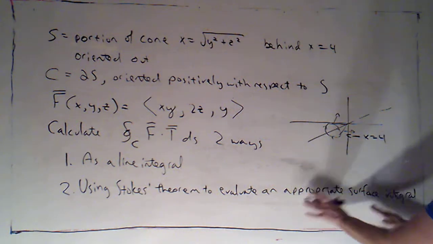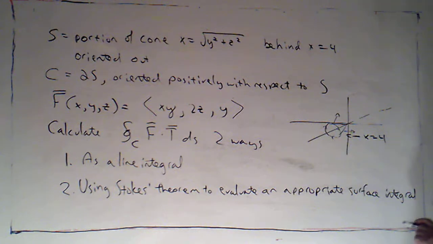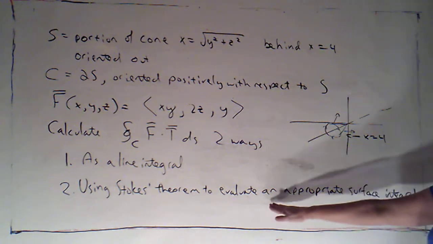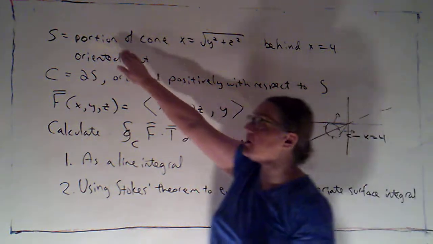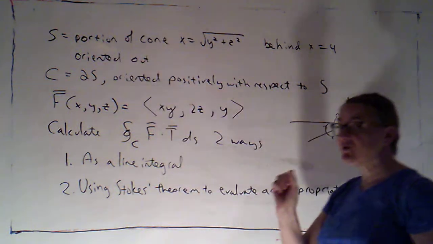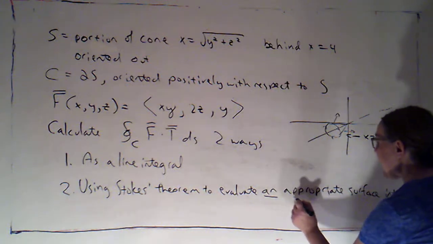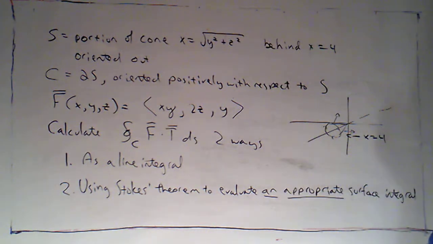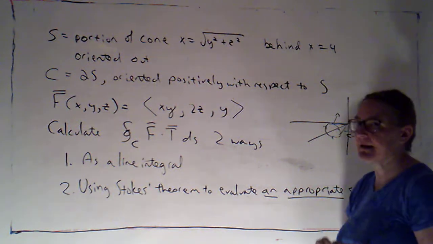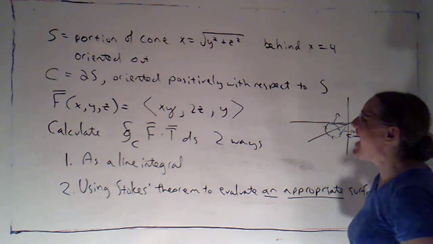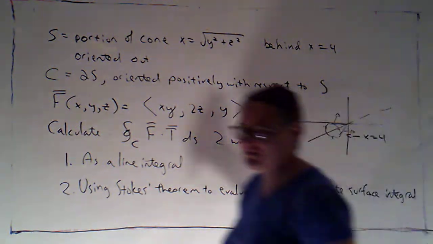And I'm about to erase this, so I just want to call attention to how I phrased it. I did not say using Stokes' theorem to evaluate a surface integral over S. I said using Stokes' theorem to evaluate an appropriate surface integral. So if we can find a nicer surface that has the same boundary, we are allowed to use it. Hint, hint, hint, that's what we're going to do. Okay, but let's do the line integral first.